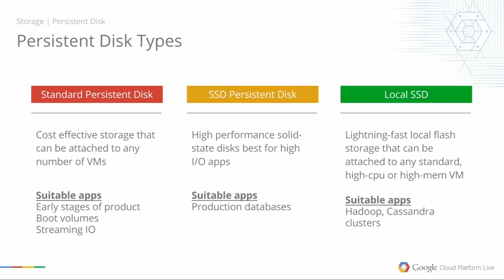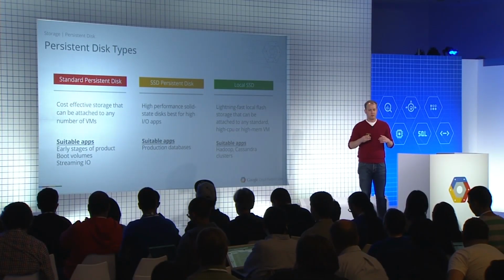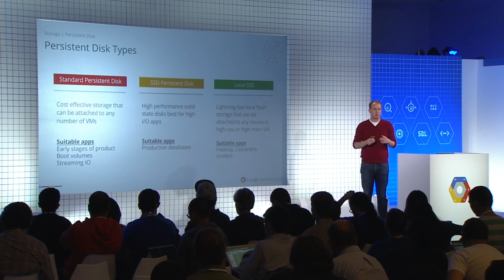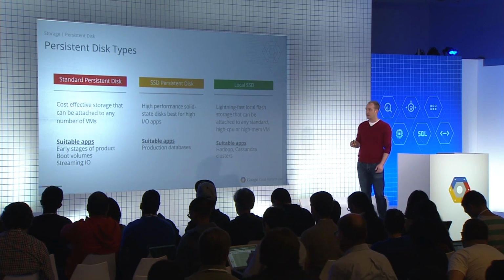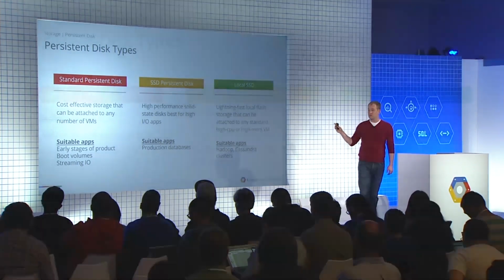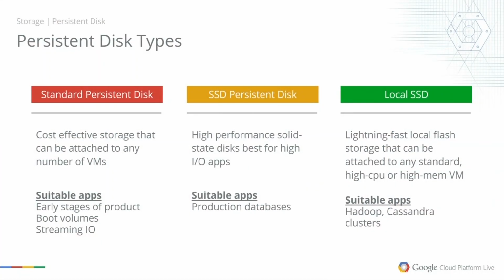This is what you would typically use for something like running a MySQL database in production, or running a more advanced type of software stack that requires a lot of high I/O. And then finally, we talked about this in the keynote today, but we just announced support for local SSD. This is our lightning fast flash storage that has amazing performance and can be attached to a standard high CPU or high mem VMs. So this is the perfect solution when you need really, really high IOPS. And this would be for running things like a Hadoop or Cassandra cluster.